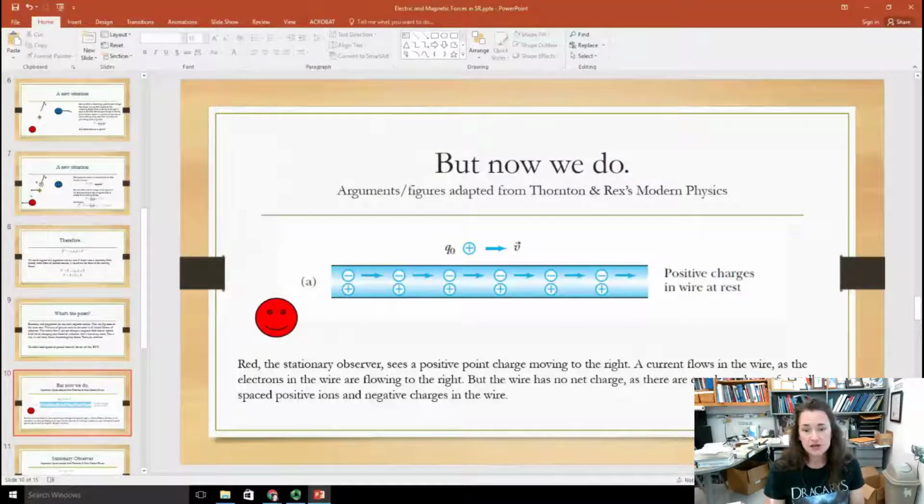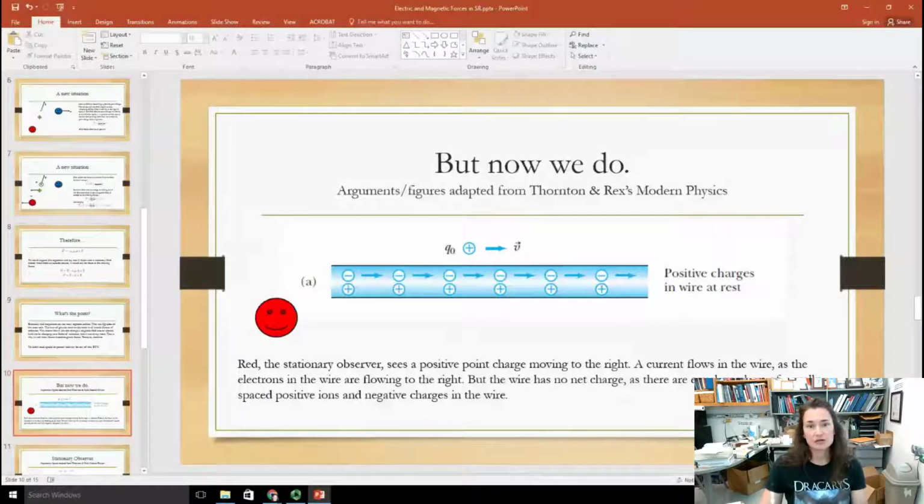Now, in this case, the wire has no net charge. Like I said, it's a typical metal. So you have the same number of free electrons as you have ionic cores, so the net charge is 0. There are equal numbers of equally spaced positive ions and negative charges in this wire. All right? Hopefully that's clear.